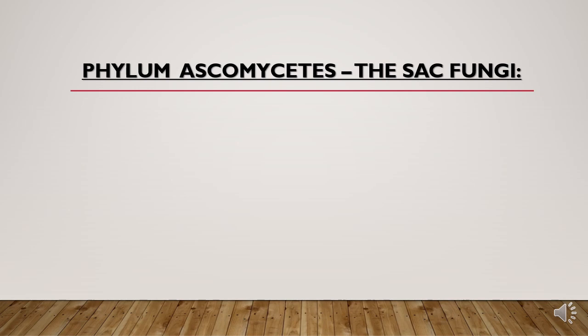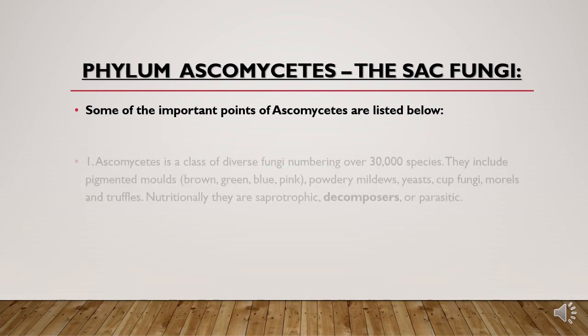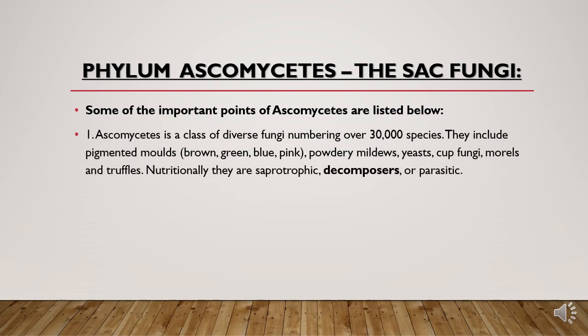We go to another phylum, which is the Ascomycetes fungi, which is the sac fungi. Some of the important points to know about this fungi is it is a class of diverse fungi numbering over 30,000 species. They include yeasts, morels, powdery mildew, and cup fungi, but they are decomposers. They can be parasitic at some times, and they are saprophytic.